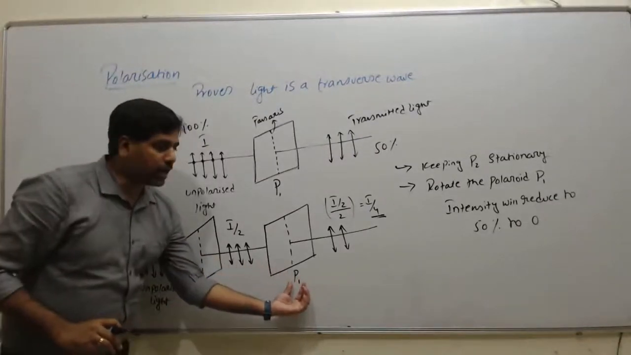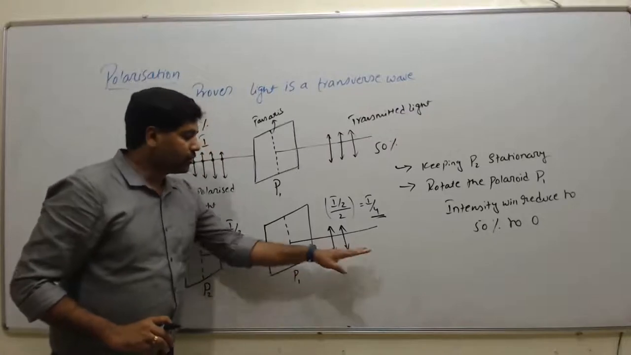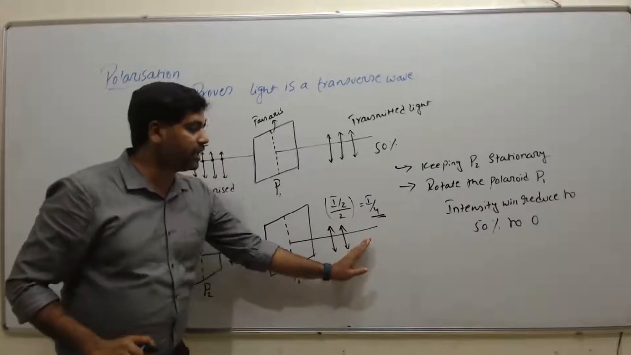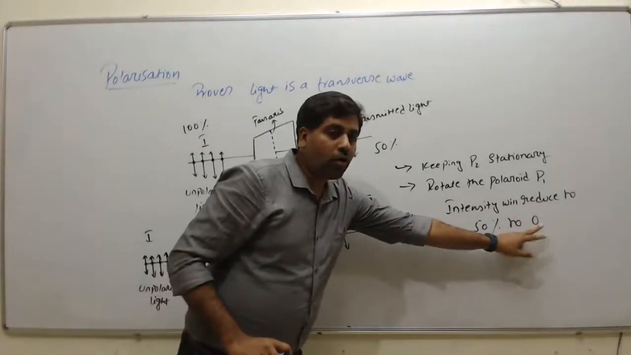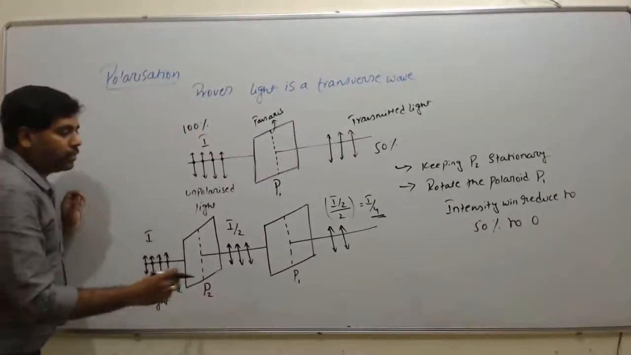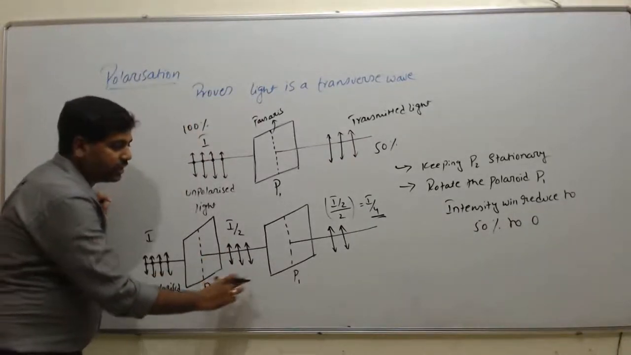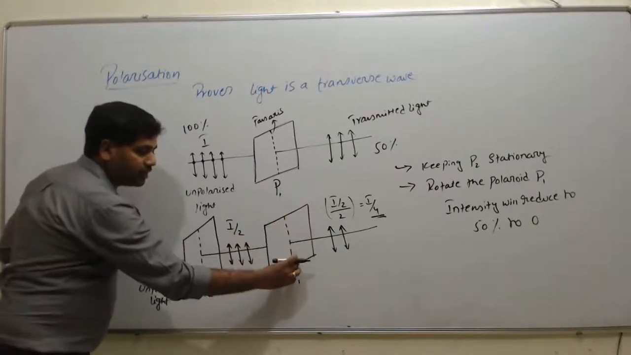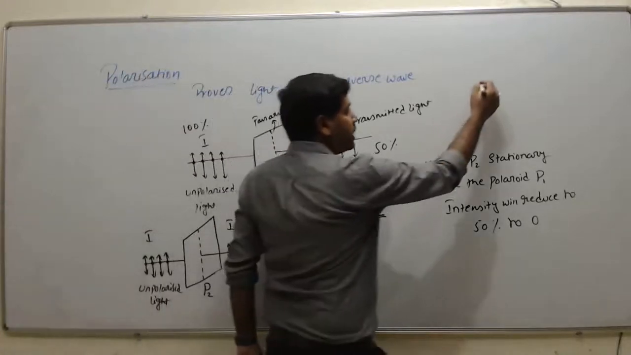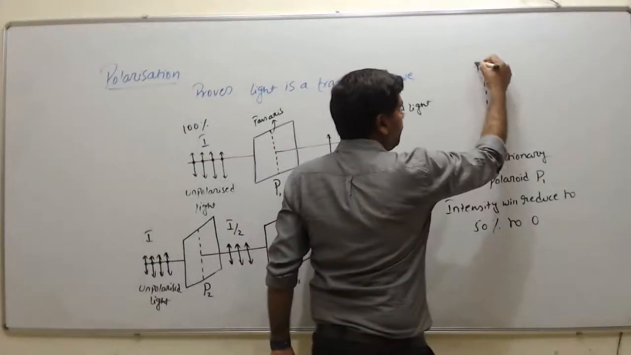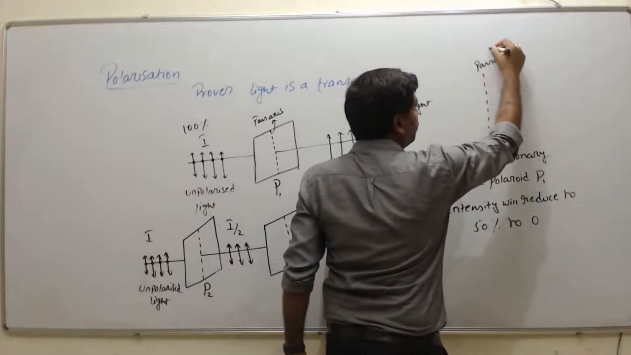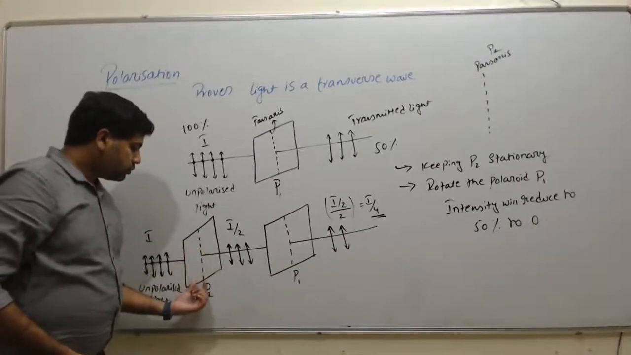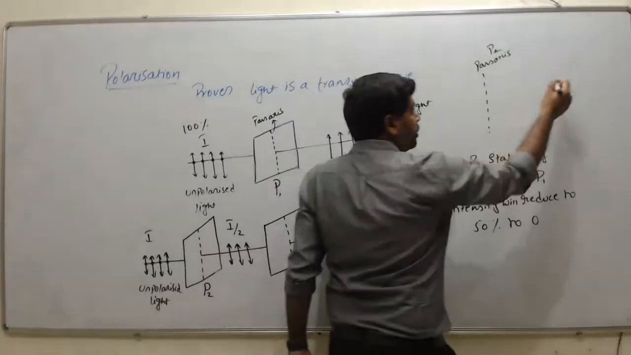When we rotate this polaroid, the vibrations, that is the electric vector vibrating, reduce its intensity by 50% to 0%, right? Keeping these two stationary, if we rotate P1, so this one is the pass axis P2, and here this one is the pass axis P1. So if we write here, this one is the pass axis of P2, right? Keeping this one stationary.